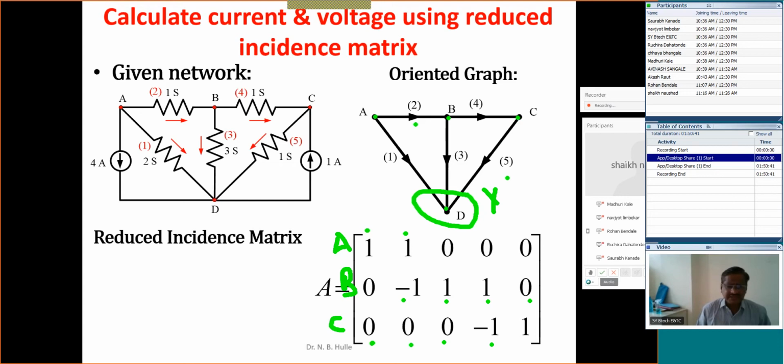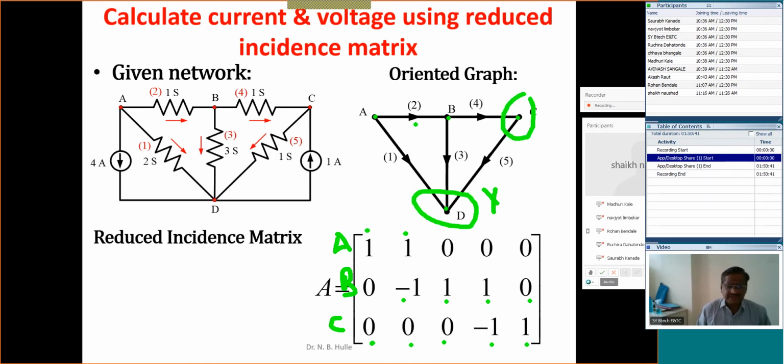And this branch number 5 is outgoing, that's why its entry will be +1. Means here, for the given graph, we have prepared this oriented graph. And for this oriented graph, we have prepared the reduced incidence matrix. And in this reduced incidence matrix, I have taken this as a ground node or reference node. Again, it is not necessary to choose this node as a reference node.